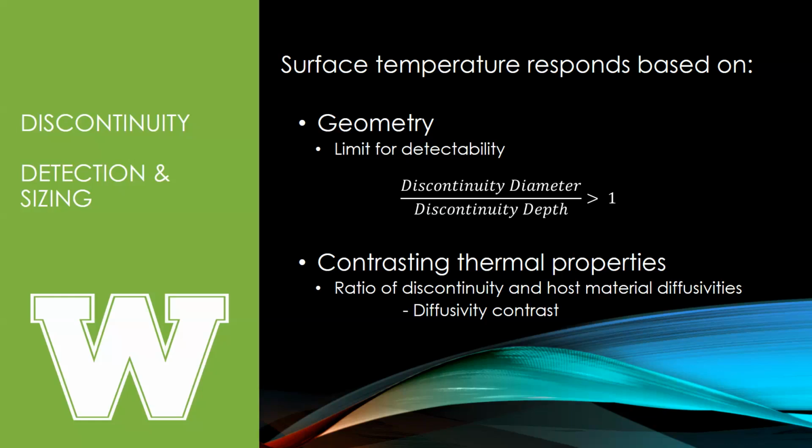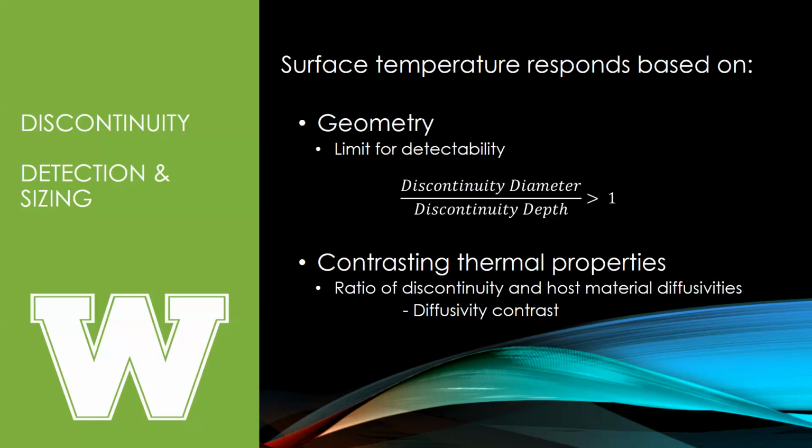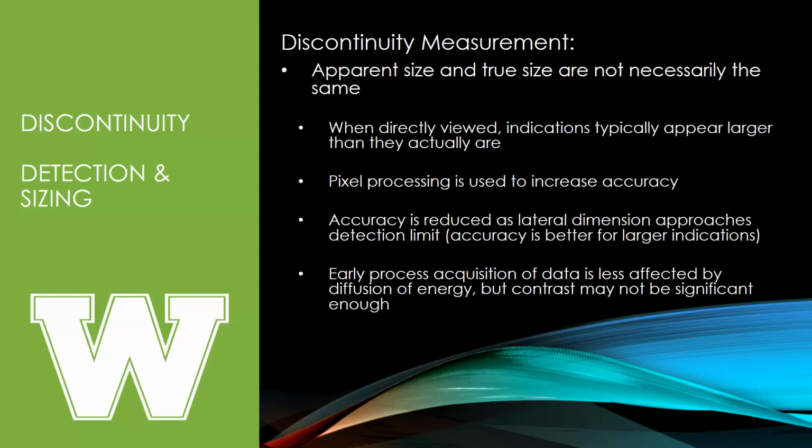A narrow, deep crack doesn't really block the transfer of energy, whereas a wide flaw will block the transfer of energy. It'll cause that contrast in thermal properties, and it'll change the diffusivity. It changes how the heat energy diffuses in the part.